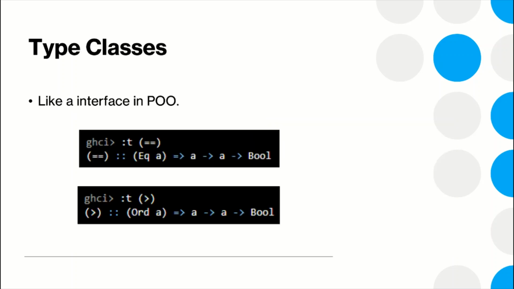Type classes. The type classes are like an interface in object-oriented programming. So for example, in the type of this function, we have a variable called a that is part of the Eq type class, and the Eq type class is a class that can compare two values.